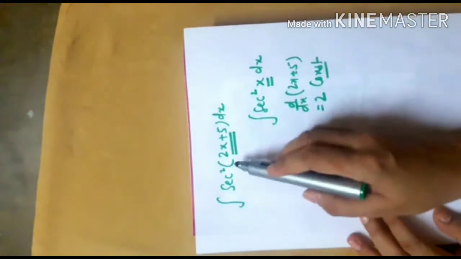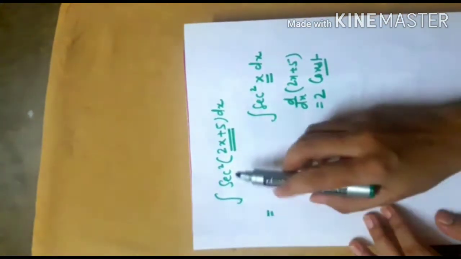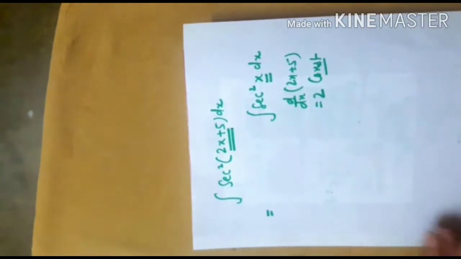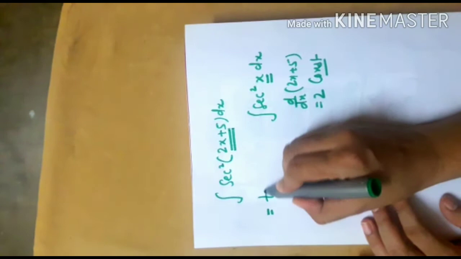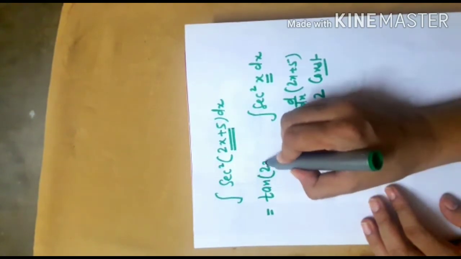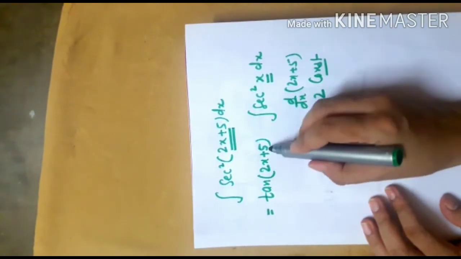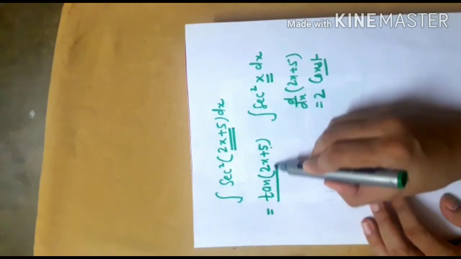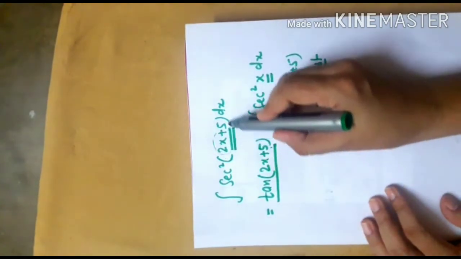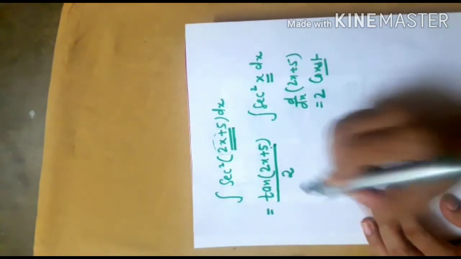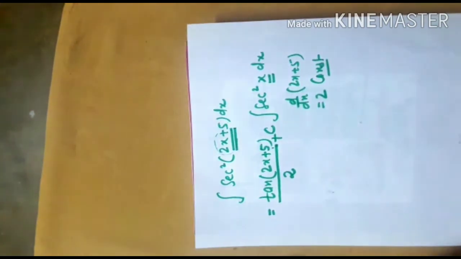So how will I integrate this? Yes, what is the integral of secant square x? It is tan x. So it is tan, with the role of x being played by 2x plus 5. Now divide this by the derivative of 2x plus 5, which is 2, plus c.